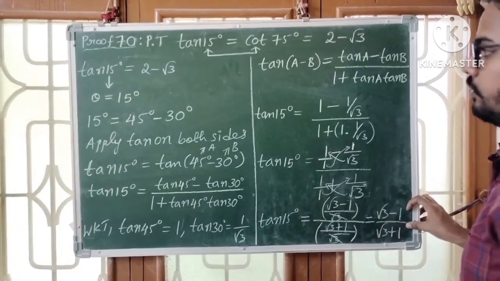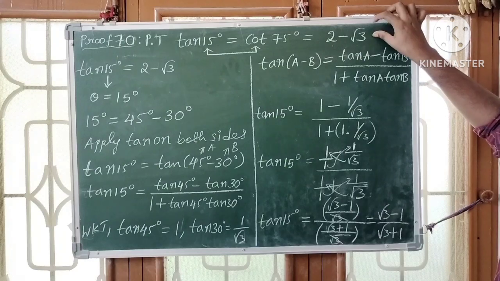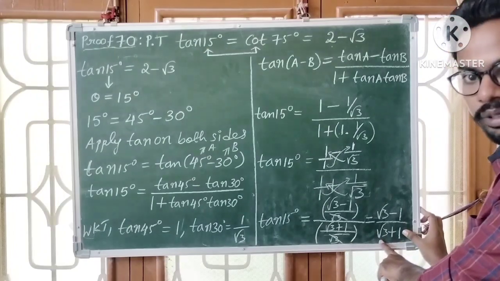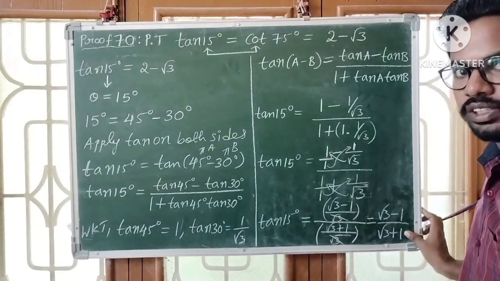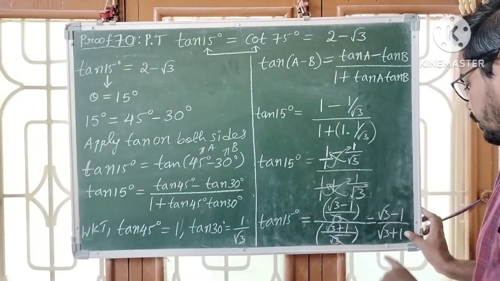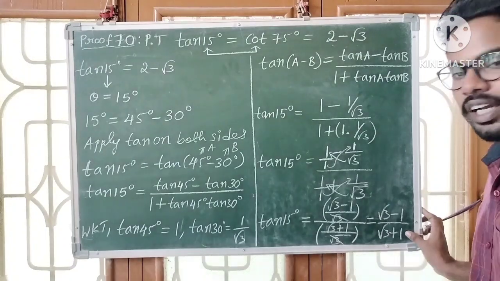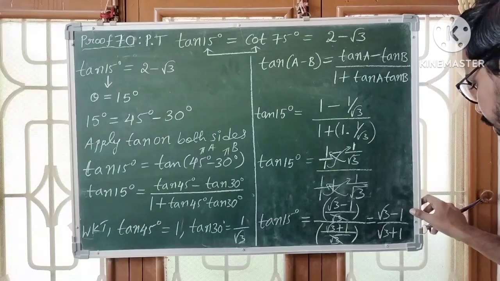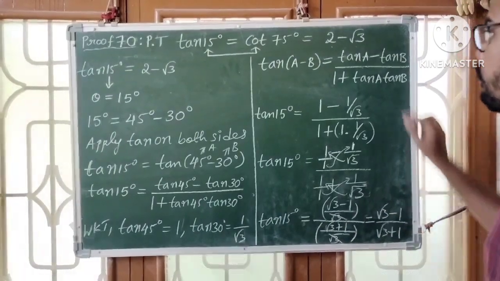But this is not my answer. My answer is 2 minus root 3. To get this answer, rationalize the denominator. Here in the denominator we have an irrational number. Root 3 is irrational, 1 is rational. The sum of an irrational and a rational number is always irrational. Then to rationalize the denominator, we need a rationalizing factor. What is the rationalizing factor for root 3 plus 1? The rationalizing factor for root 3 plus 1 is root 3 minus 1. Now multiply numerator and denominator by the rationalizing factor, root 3 minus 1. Then we will get this answer.